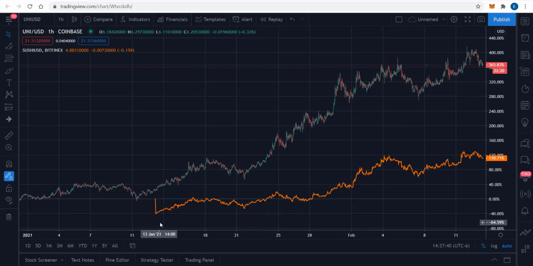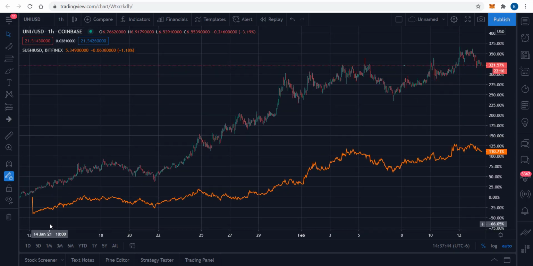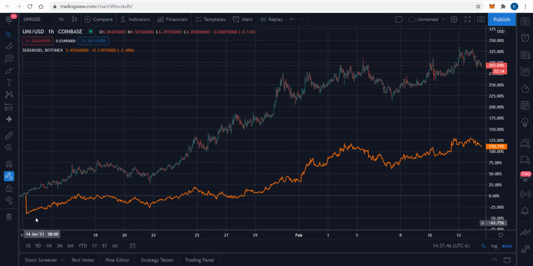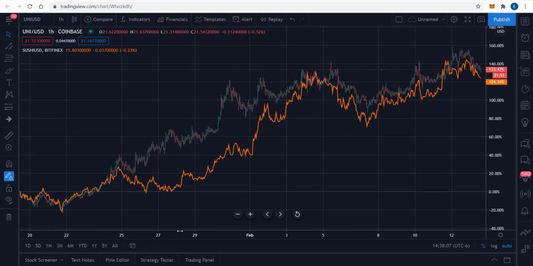So Sushi came out a lot later. You can see it came out here this year, 2021, about 4 or 5 months after Uniswap, and it's a competitor. Some would argue that the technology is a little better, but it definitely can give us a good indication of which company is outperforming whom.